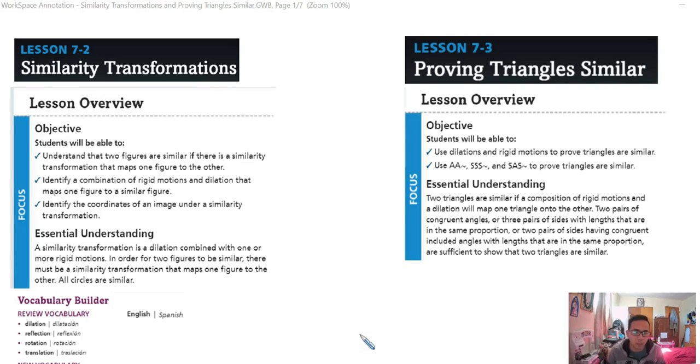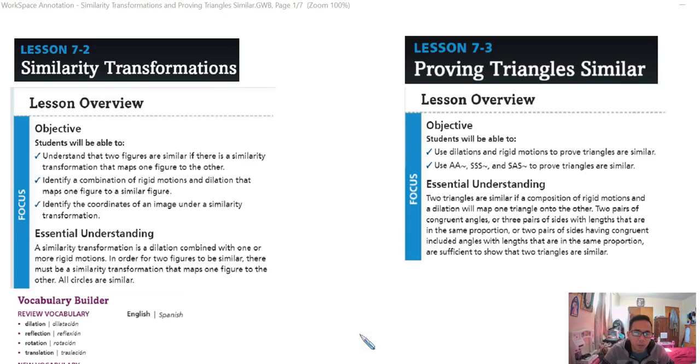All right. So we'll just be using the same vocabulary. We have dilation, reflection, rotation, and translation. And our new vocabulary is similarity transformation. And then for 7-3, our objective is to use dilation and rigid motion to prove triangles are similar. We'll be using proportions and so on and so forth.